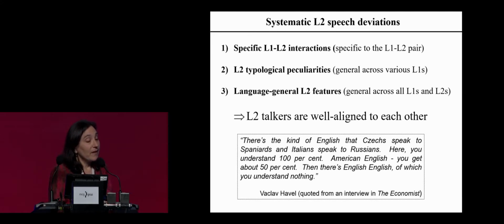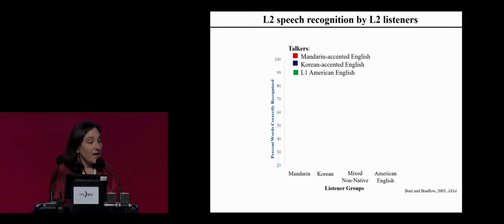So let's see if we can show this effect in the lab. Here's a setup that is quite typical in the kinds of work that we do. This is an experiment that involved presenting recorded English sentences to four groups of different listeners. The talkers who produced the sentences were talkers from three different native language backgrounds. We have Mandarin-accented English, Korean-accented English, and then native L1 American-accented English. And these sentences are presented to listener groups that include Mandarin listeners, Korean listeners, a mixed group of non-native listeners, that is, this includes various speakers with various native language backgrounds other than Mandarin or Korean, and then native listeners, American English listeners. And the task is very simple. You just listen to the sentence, write down what you hear, and then we can score the responses and count up the numbers of words correctly recognized.